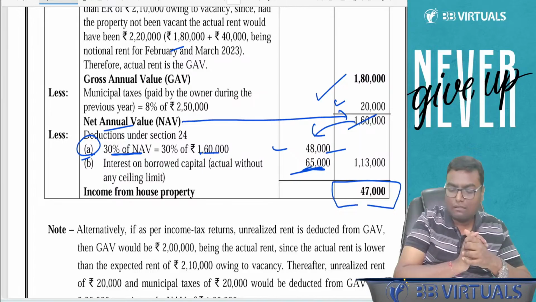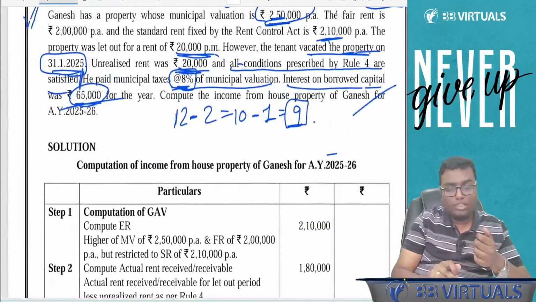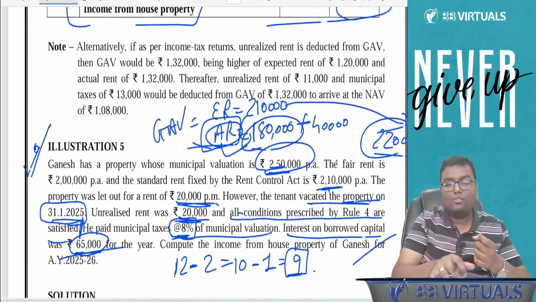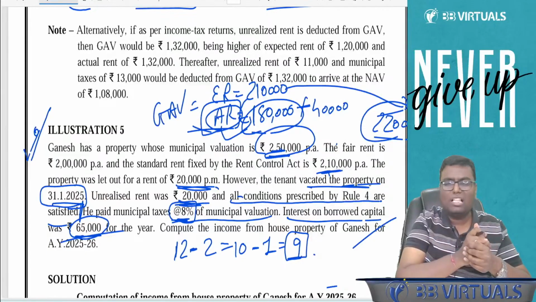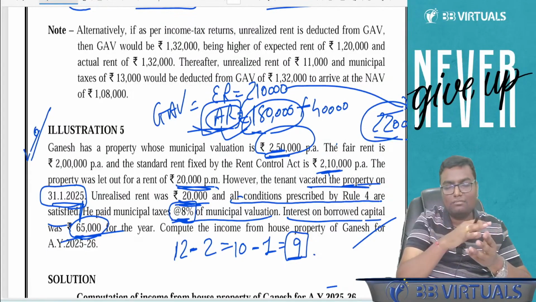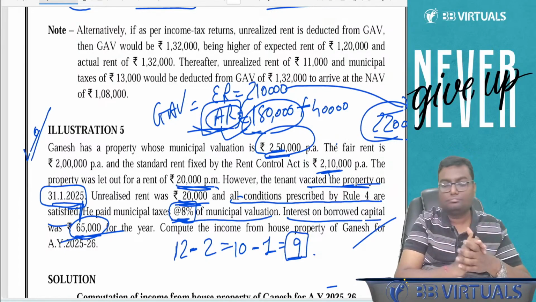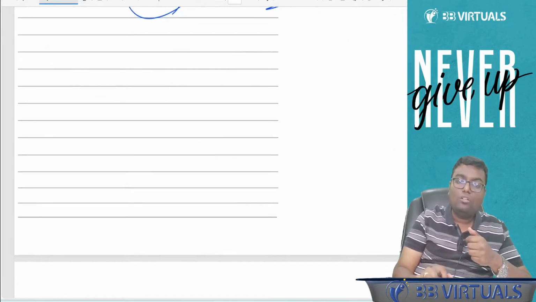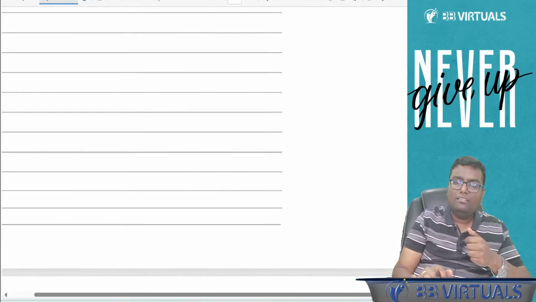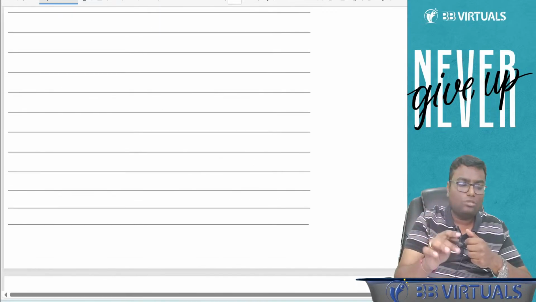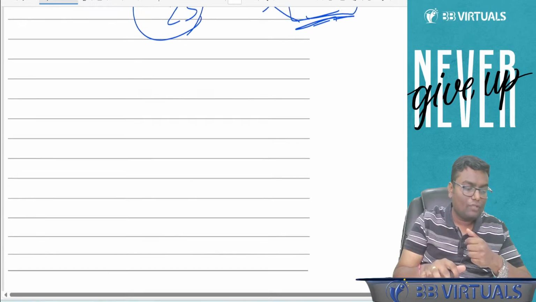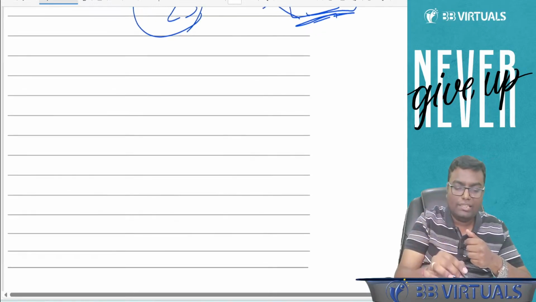Are you understanding this? So it was a beautiful question in which unrealized rent is also there, loss due to vacancy is also there, and apart from that, municipal tax, interest, all those common points are still there. Now, coming to the very last point of this 24 clause B, I have asked you one question earlier.